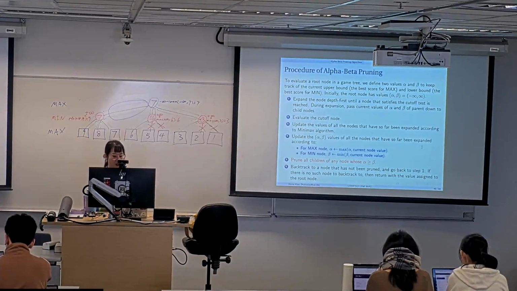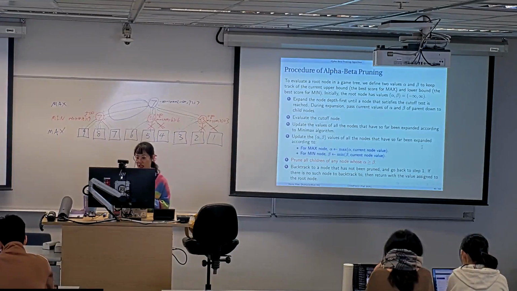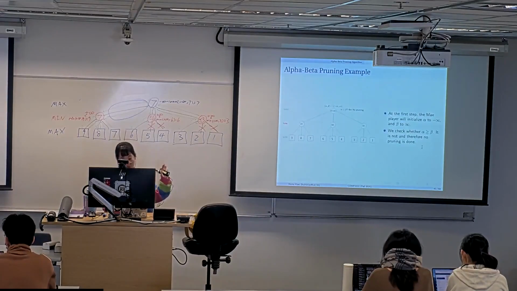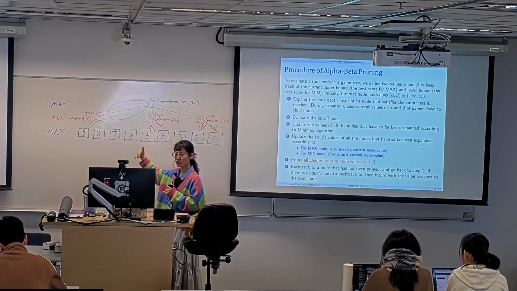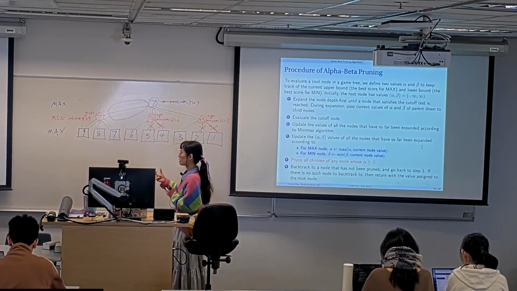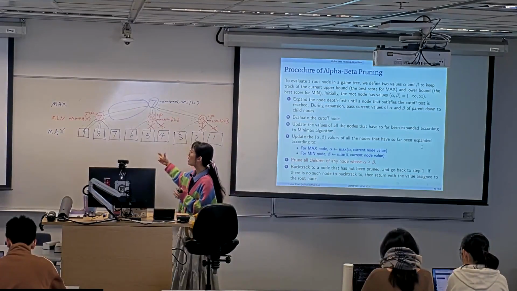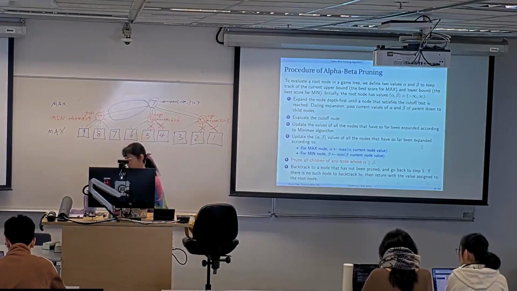If there is no such node to backtrack to, then we need to return the value assigned to the root node, because that means we have already finished the depth first search. So this is the procedure of alpha beta pruning, and next we will use it to work on our example. This is the same example as on our whiteboard, but previously we just used Minimax on this game tree, and we got some intuitive motivation for why some nodes are not worth exploring. Next, we will strictly perform alpha beta pruning on the same tree structure.